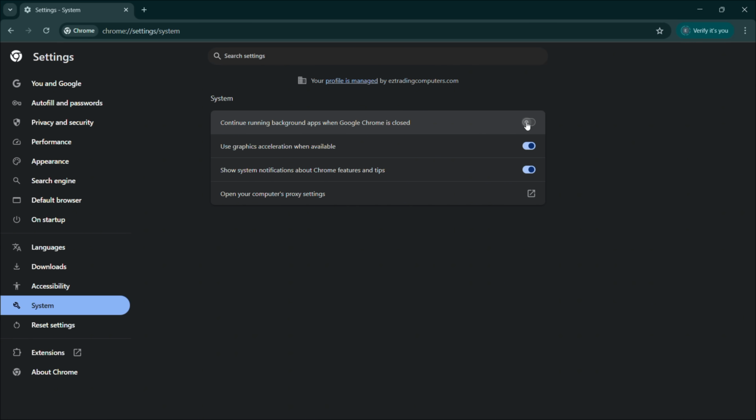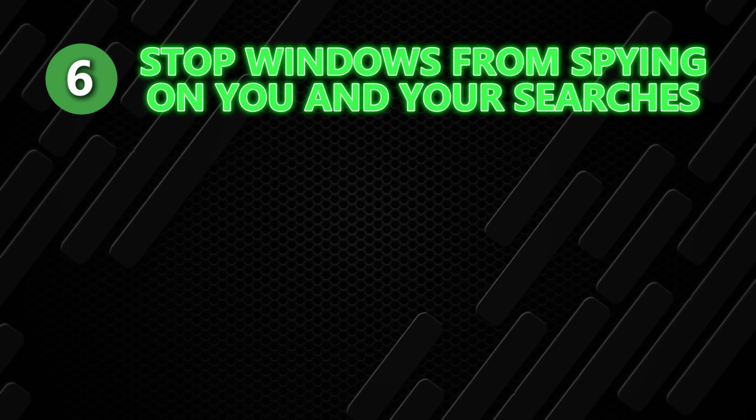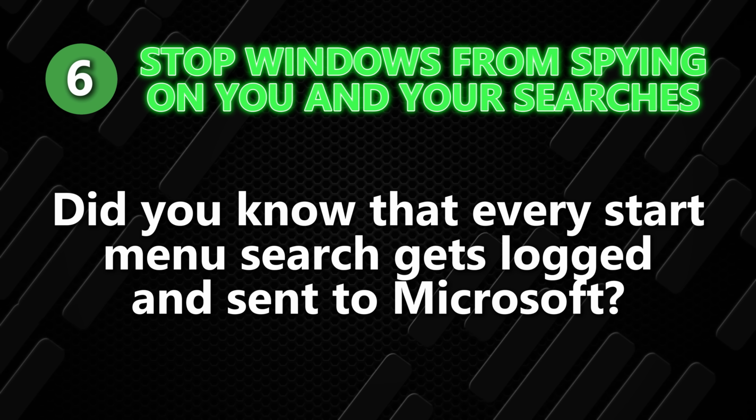Switch that off. Now when you close Chrome, it actually closes all the way. No hidden processes, no drain on your memory. Tweak number 6, stop Windows from spying on you and your searches. Did you know that every Start menu search gets logged and sent to Microsoft? Here's how we shut that off.